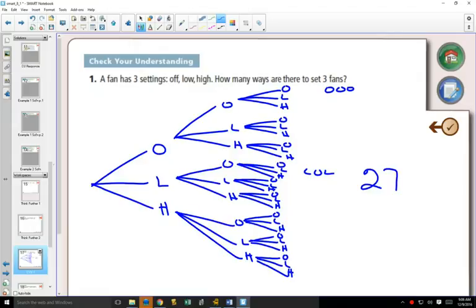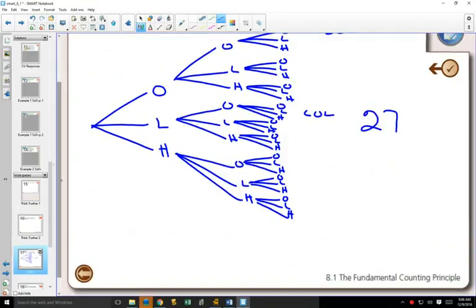Anyways, we've got 27. And making the tree diagram gets a little bit cumbersome. Are we going to want to make a tree diagram every time? No. We're going to say to ourselves, hey, we have 3 decisions to make. I have to make a decision on how I'm going to set my first fan, my second fan, and my third fan. How many choices do I have for my first fan? 3. How many choices for my second fan? 3. And for my third one, 3. Multiply those all together, and we get 27 a lot quicker.